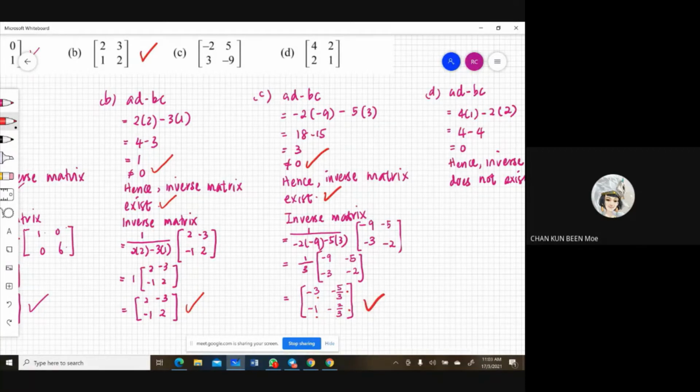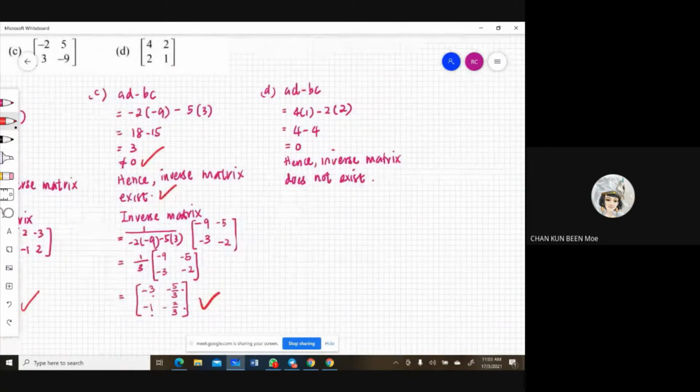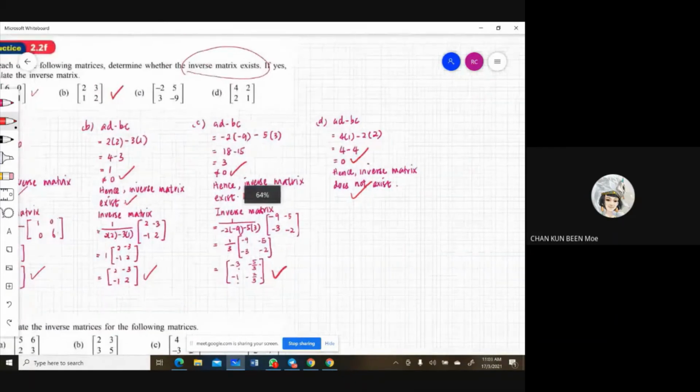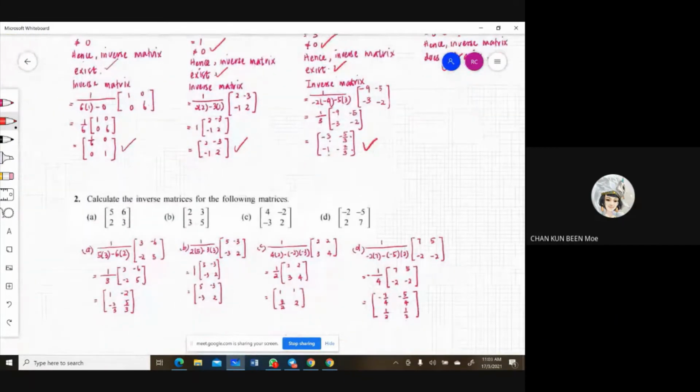Last one. When you look for the determinant AD minus BC, we have 4 times 1 minus 2 times 2. So that is 0 here. When it is 0, the inverse matrix does not exist. Okay. Next, we move to question number 2.